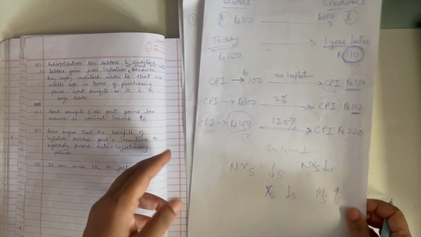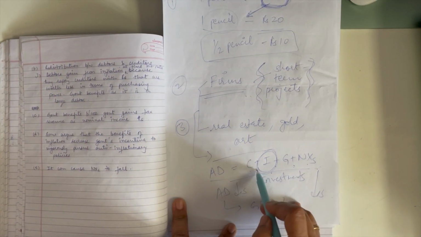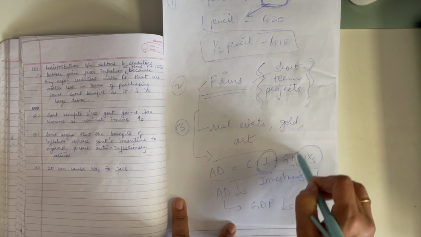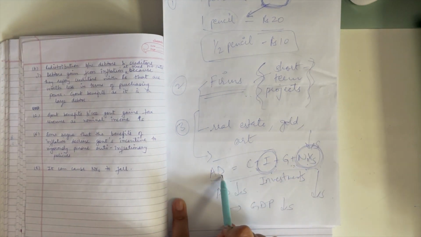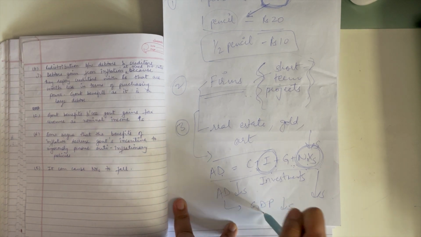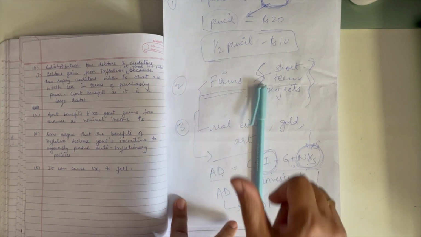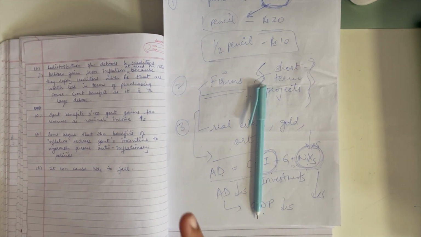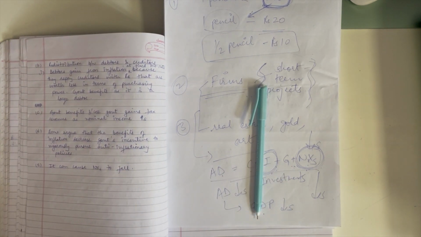Now if I connect this with the theory, in the AD equation I had C plus I plus G plus NX. With unanticipated inflation, my net exports are going down, my aggregate demand is going down, and the GDP of the economy is going down. This is how unanticipated inflation affects the economy. These are the costs associated with unanticipated inflation.